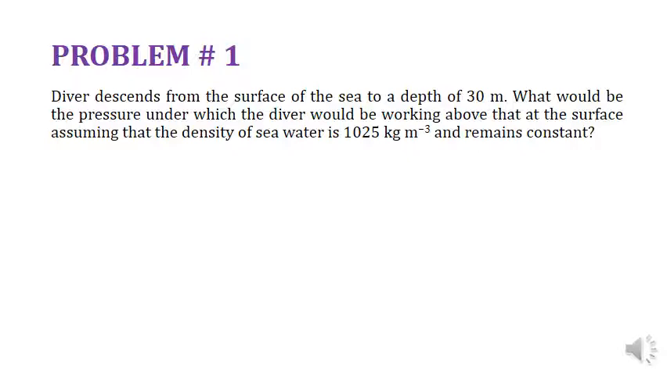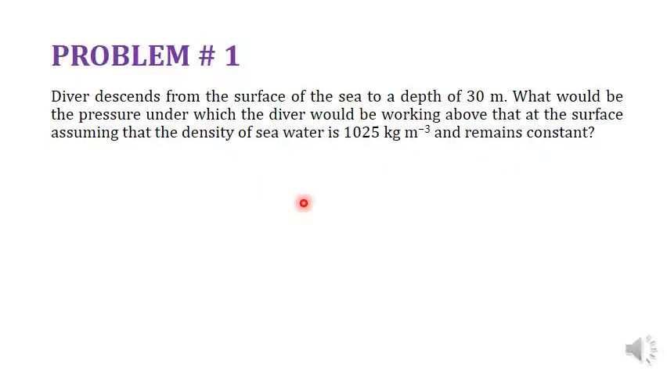So here we are going to start with problem number 1. A diver descends from the surface of the sea to a depth of 30 meters. What would be the pressure under which the diver would be working above the datum surface, assuming that the density of the seawater is 1025 kg per meter cube and it remains constant throughout the system?